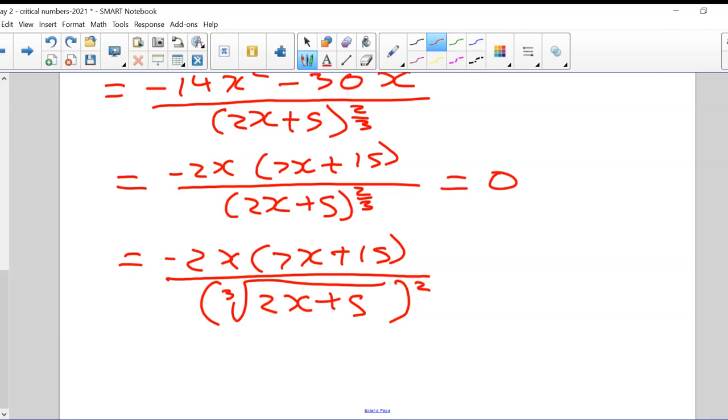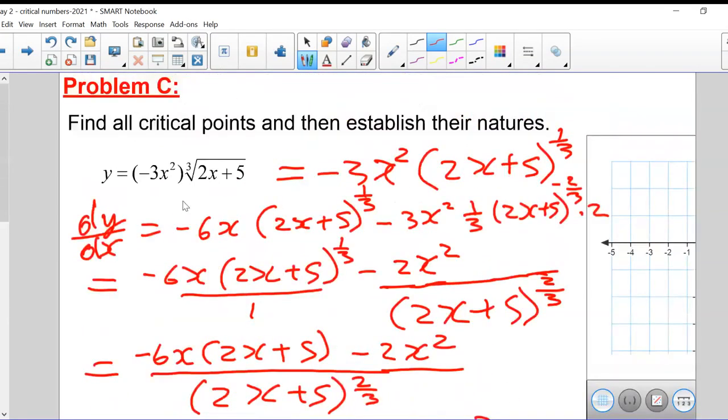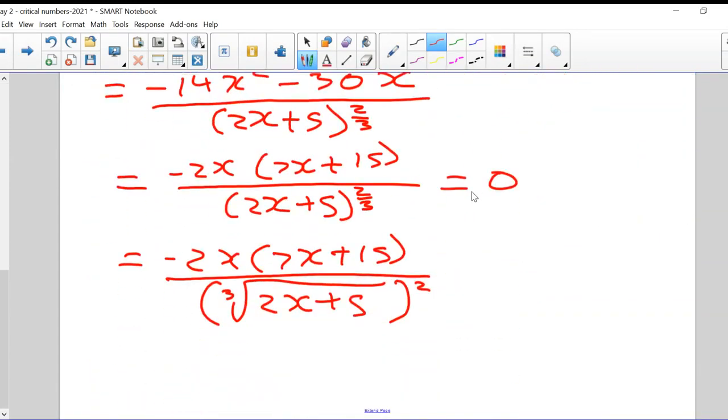Okay, so let me go back and look at the question again and see what we're being asked so we don't go off on a tangent here. Find all critical points and establish their natures. Okay, critical points. So we need critical numbers first, right? What are the critical numbers, the CNs, in this case?